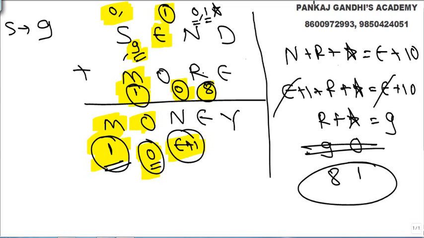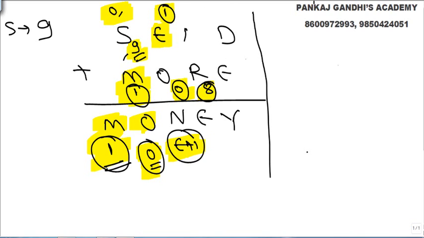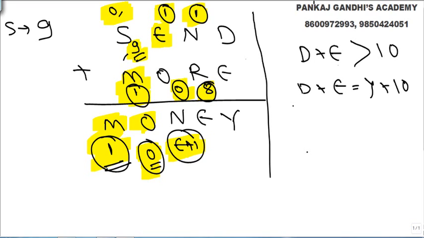That is fixed. Now we have used this. R is 8. We have used this part. We need D plus E. Now if R is 8, we have got this part. Carry forward is compulsorily 1. We have got carry 1. So D plus E, if carry is 1, D plus E is more than 10. Means D plus E is Y plus 10.